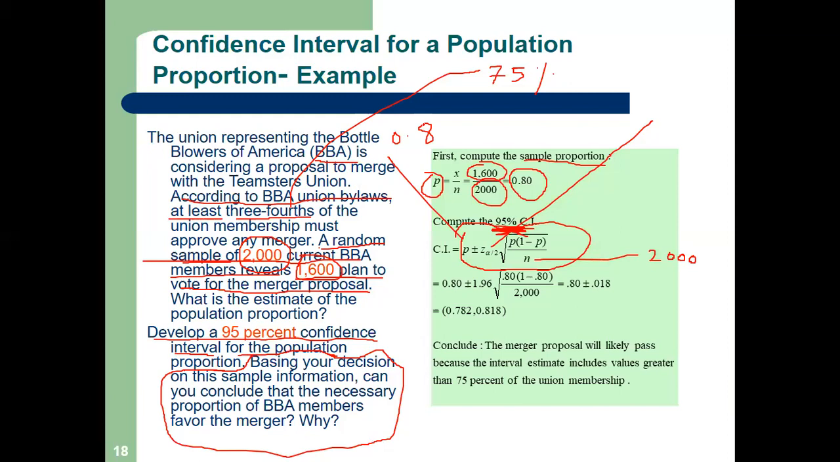100 minus 95. What is the Z value at 95%? 95% confidence interval, what is the value? The probability is given, 1.96.